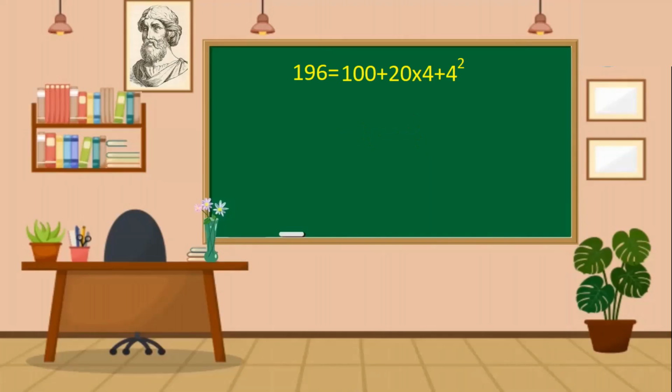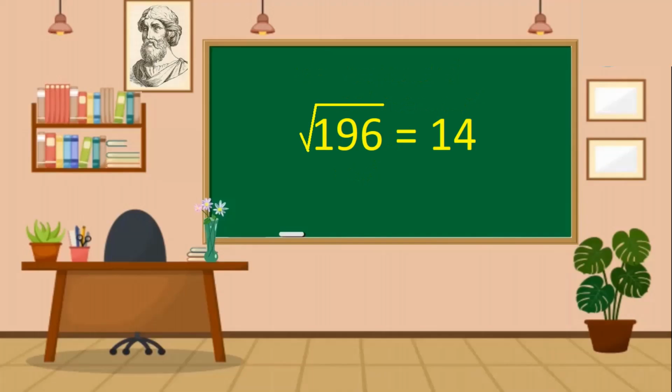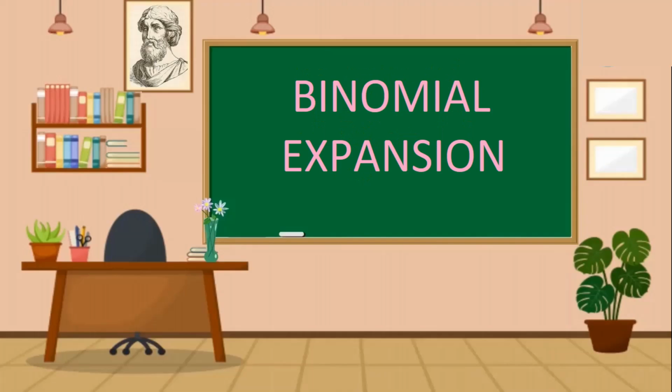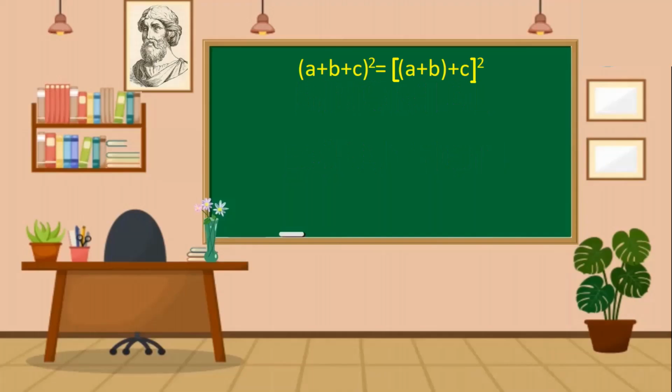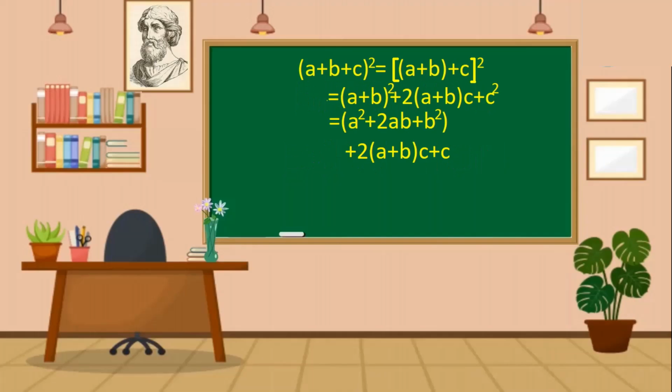Therefore, 196 equals 100 plus 20 times 4 plus 4 squared, equals 10 squared plus 2 times 10 times 4 plus 4 squared, equals (10 + 4) squared, and equals 14 squared. Hence, the square root of 196 is 14. So this process merely depends on binomial expansion. Then let's inquire how we can extract the square root with more than 2 digits.